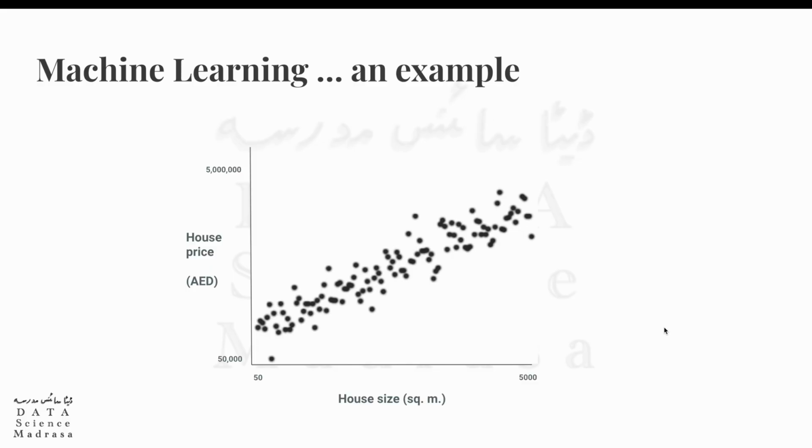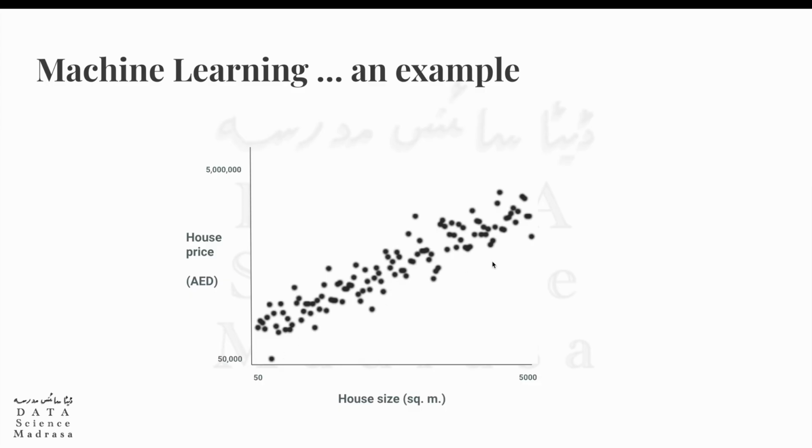Welcome back to part 2 of section 3.3, technical knowledge, and we're looking at machine learning. So we've got an example on the slide here. We see an XY scatter plot. On the x-axis we see house size in square meters from 50 to 55,000, and on the y-axis we see house price in United Arab Emirates dirhams, from 50,000 to 5 million. And then these are just arbitrarily chosen values to illustrate this example.